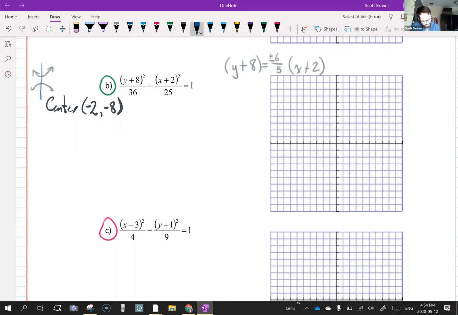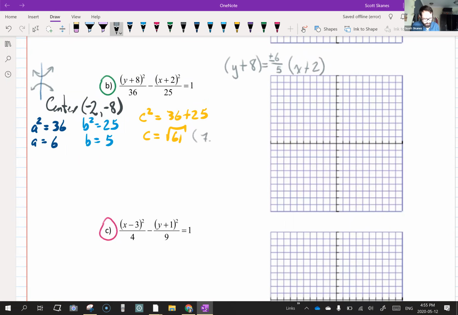No, I have to open the door to let the cat in. So a squared, first one, 36, so a is 6. B, you can do this, of course, on your own. You don't need to have me do it for you. You can try it yourself. B squared is the second one, 25. That means b is 5. C squared is a squared plus b squared, so 36 plus 25. When you work that out, it's going to be root 61. And if you want to do it as a decimal, you can say 7.81. It means the same thing.